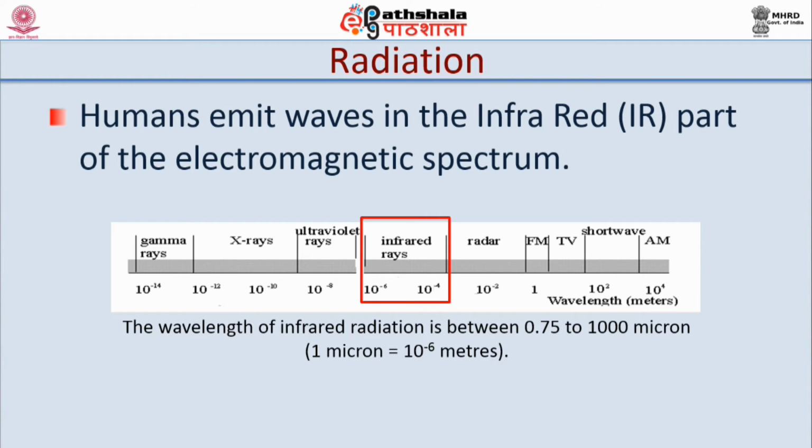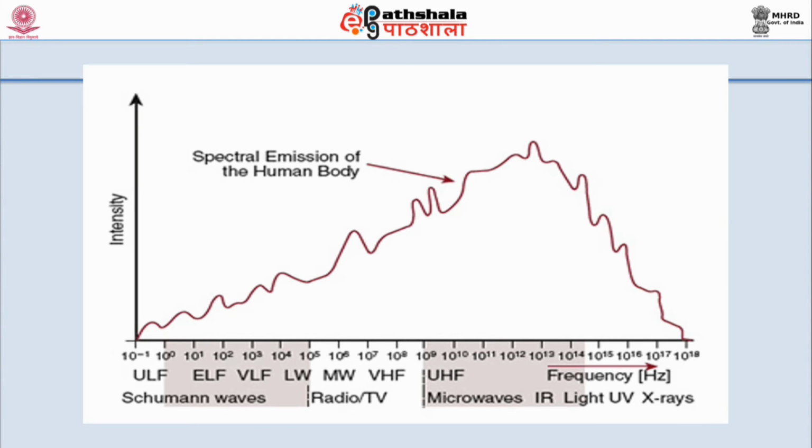So this is a very small energy, and therefore it could be considered as 0.75 to 1000 microns, that is the wavelength we are talking about. So it's a very small amount of radiation. If you look at the spectrum, starting from the ultraviolet, the UV rays, this is actually the spectrum of the emission by a human body. This is just to show you that the frequency is very high in the ultraviolet range.